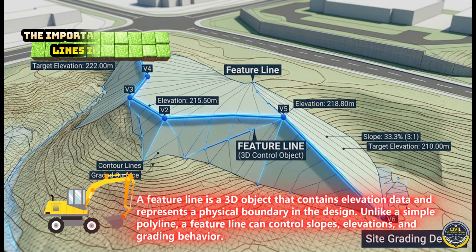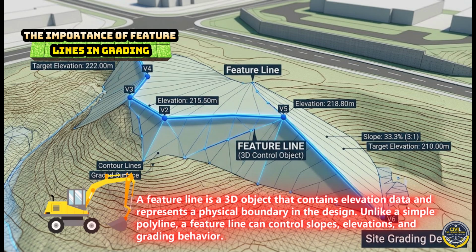The importance of feature lines in grading. Feature lines play a central role in grading. In most cases, the footprint of a grading is a feature line. A feature line is a 3D object that contains elevation data and represents a physical boundary in the design. Unlike a simple polyline, a feature line can control slopes, elevations, and grading behavior because grading depends on the accurate starting geometry. Feature lines are considered the backbone of the grading design in Civil 3D.